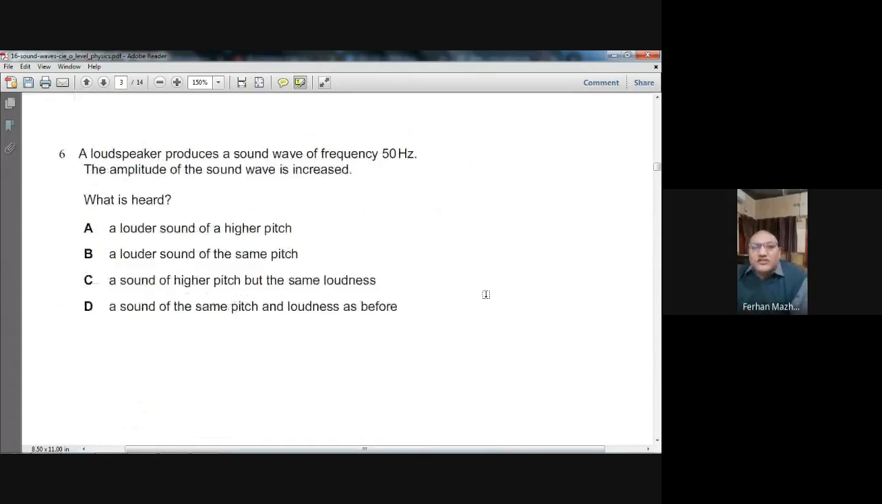Okay, next question. A loudspeaker produces a sound wave of frequency 50 hertz. The amplitude of the sound wave is increased. What is heard? They have not changed the frequency. They have increased the amplitude. And you know, when we increase the amplitude, the loudness will increase. So you will hear a sound which is louder, but they have not changed the frequency. So the pitch will remain the same.